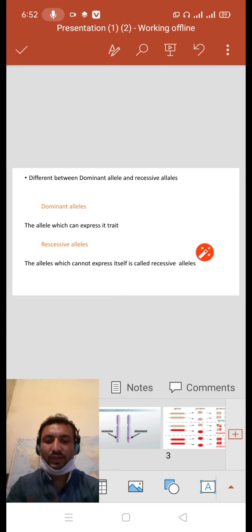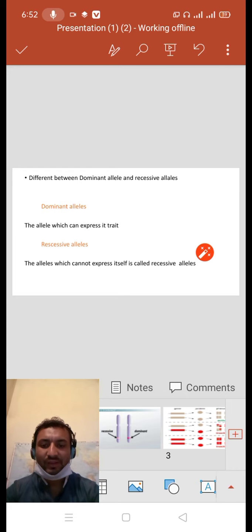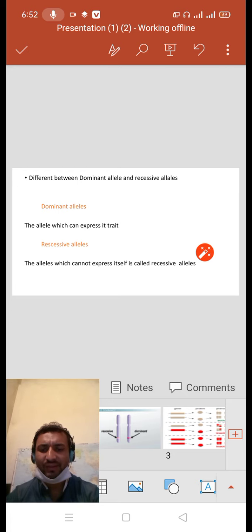Dominant alleles are those alleles which have the capacity to express their traits, their characteristics, in the phenotype, while recessive alleles are those alleles which cannot express their trait. What does it mean? It means those alleles which have the capacity, tendency and power to express their characteristic in the phenotype by the synthesis of protein are called dominant alleles, while recessive alleles cannot express their trait. What is the reason why recessive alleles cannot express their traits?